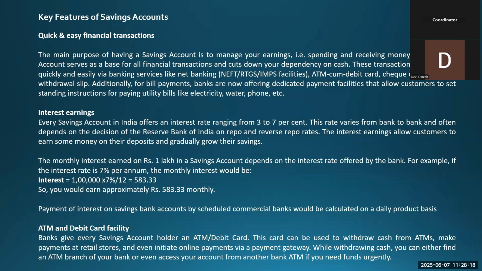Okay. Key features of savings account: quick and easy financial transactions. We have seen it. Deposits and payments are very easy. An interest-earning savings account gives interest from 3 to 7%. Monthly interest earned on a 1 lakh savings account depends on the interest rate offered by the bank.